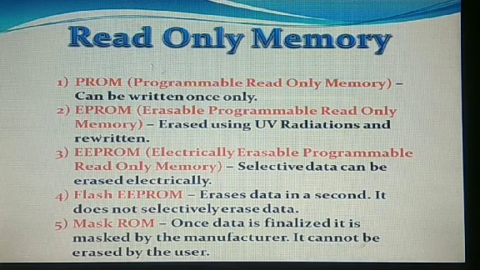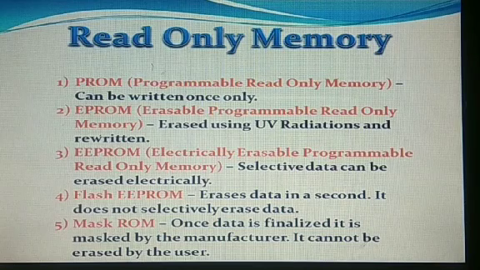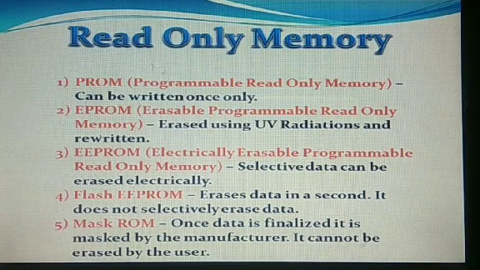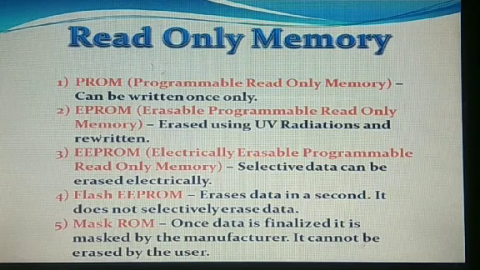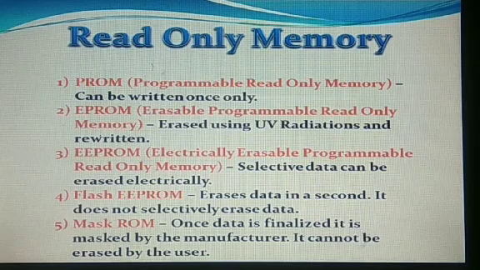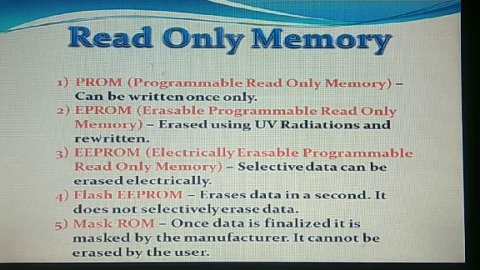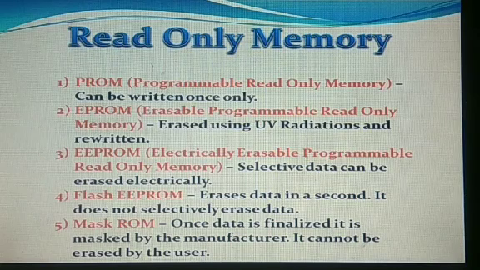Instead of UV radiations, we use electricity to erase the contents of these EEPROMs, and selective data can be erased. That means in EPROM, the whole content goes away in one shot, right? But in EEPROM, we can select the data and that will be erased and the rest of the data remains intact.